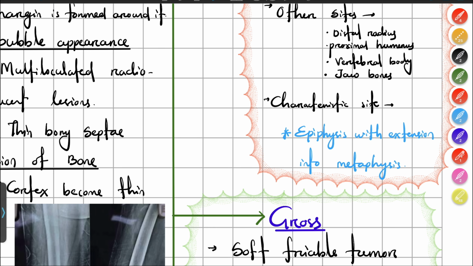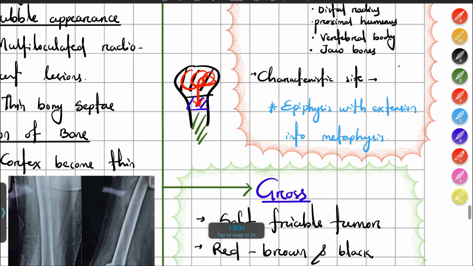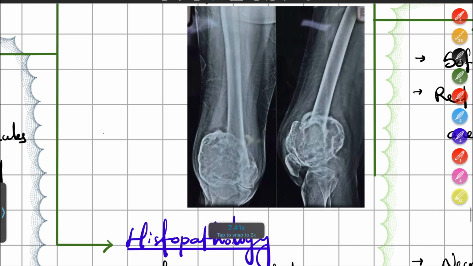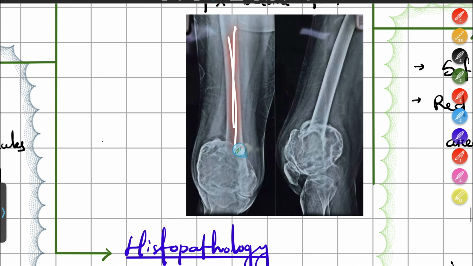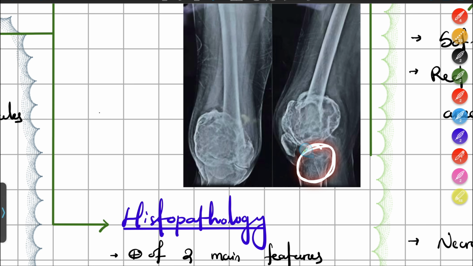So now let's understand this. This is a bone and this is the epiphysis. This part is the metaphysis and the rest are the diaphysis. So the location of the tumor is epiphysis that extends into the metaphysis. So I think you are clear. In this image you can see this is femur and this is the distal part of the femur, which is most common part. And if the tumor occurs in the tibia, then the most common part is the proximal part of the tibia.